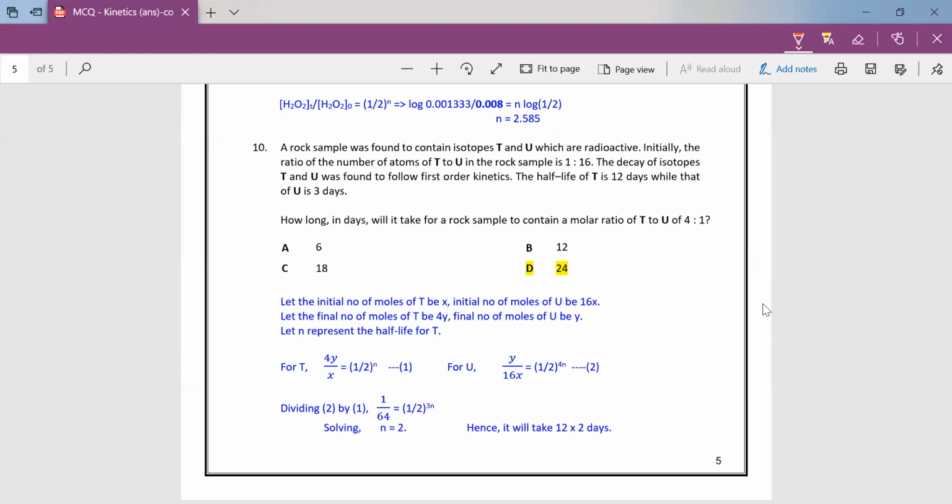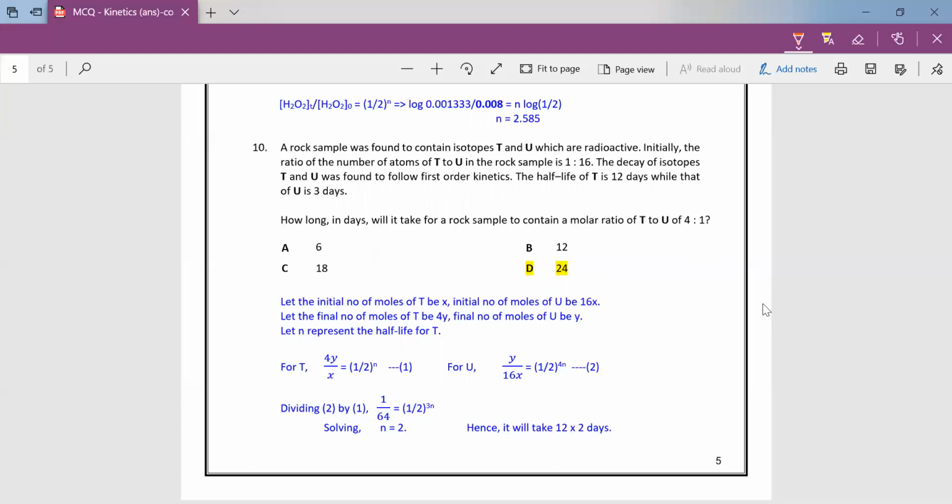This question is really kind of like a math question. You just form the equation for T and you form the same equation for U, and we divide equation 2 by equation 1. We realize that n is equal to 2, sorry. And the number of days basically is 12 times 2.